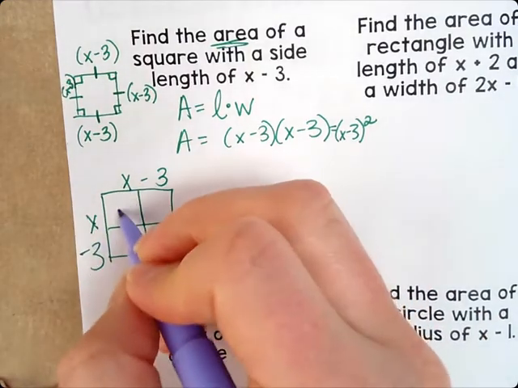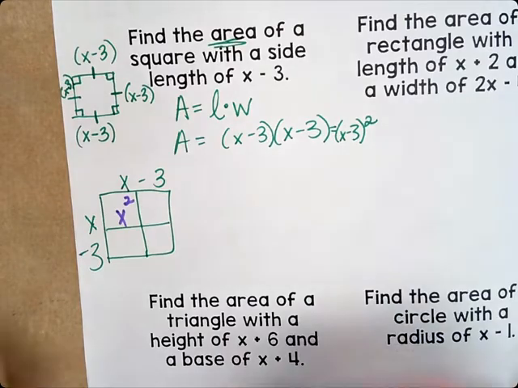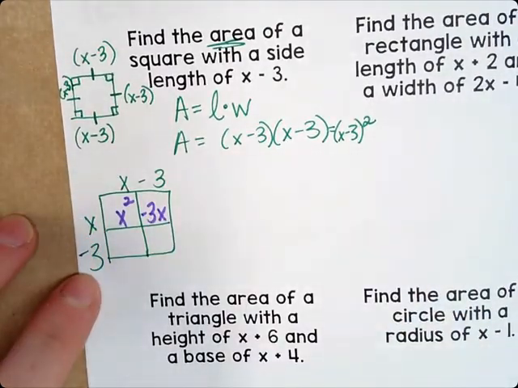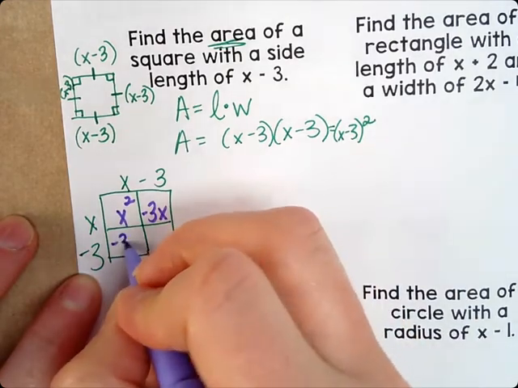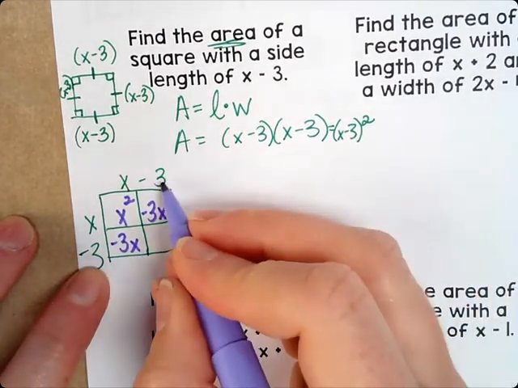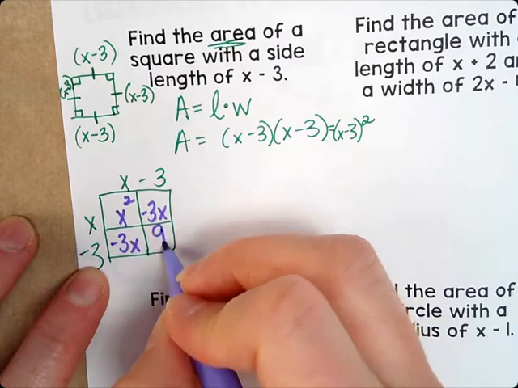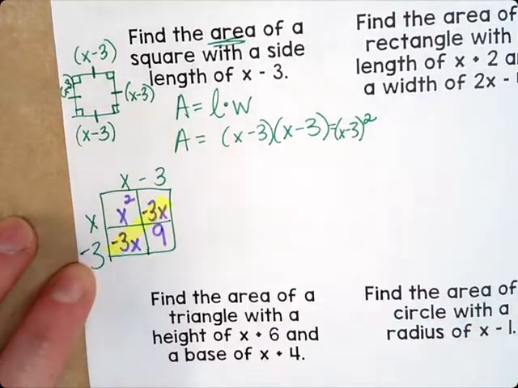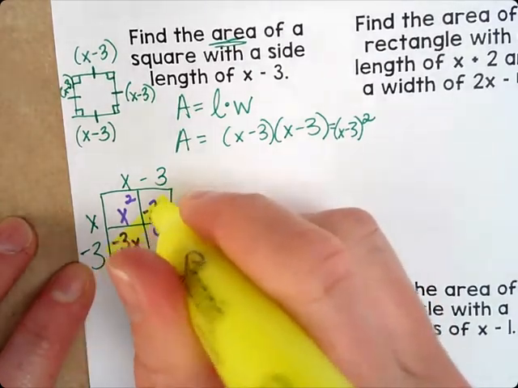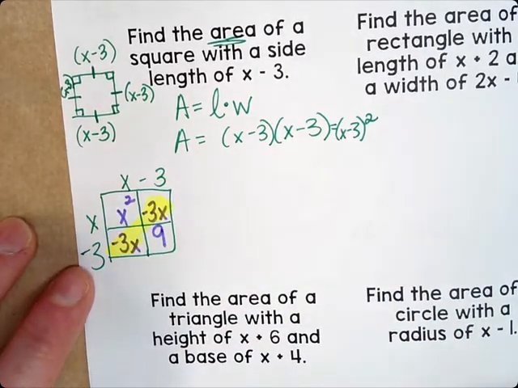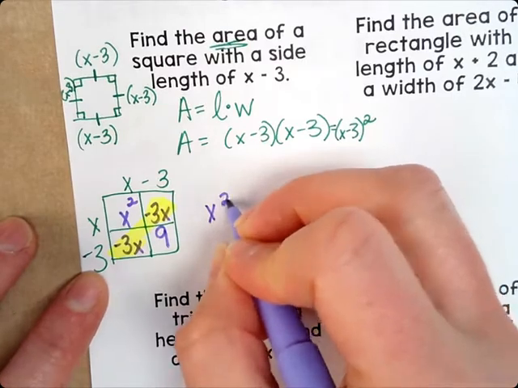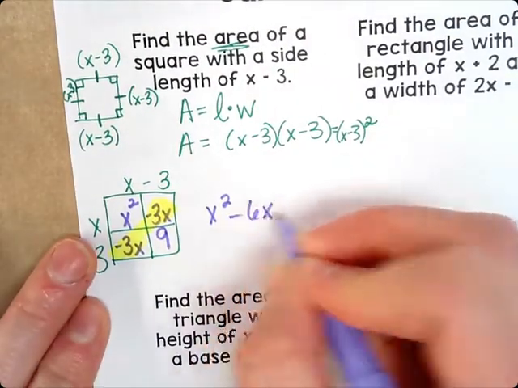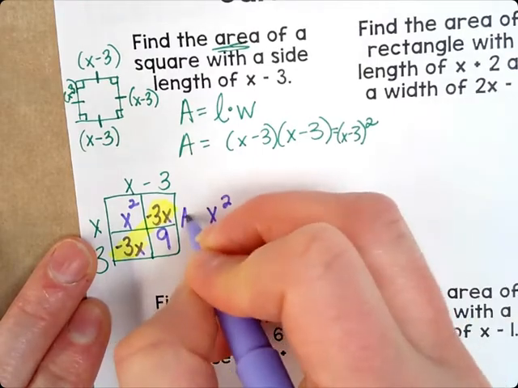So x times x is x squared. X times a negative 3, negative 3x. Negative 3 times x, negative 3x. And negative 3 times negative 3, positive 9. Combine your like terms. So we have x squared, negative 3x, and negative 3x. Yep. Plus 9. I should have put area equals.